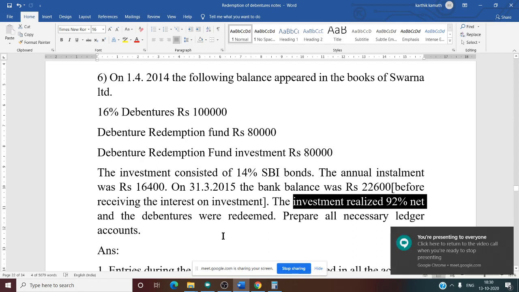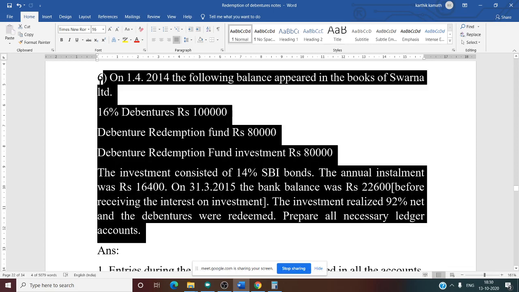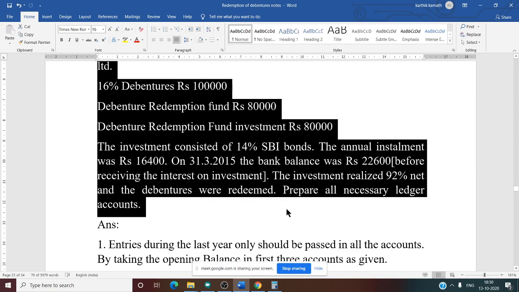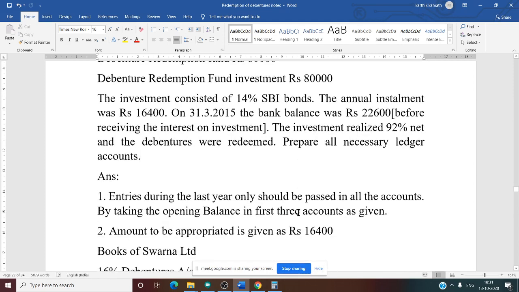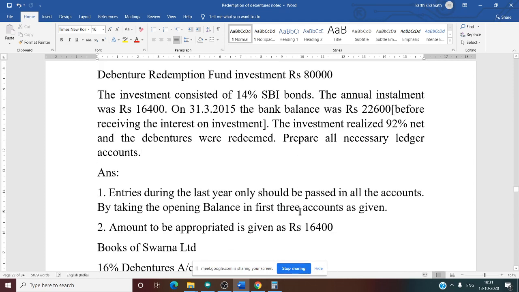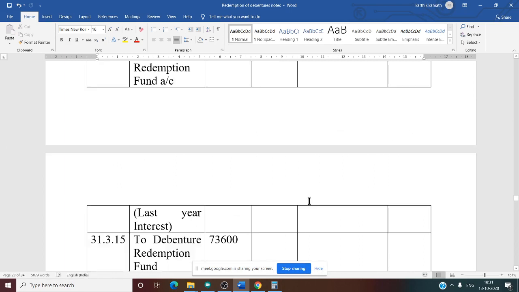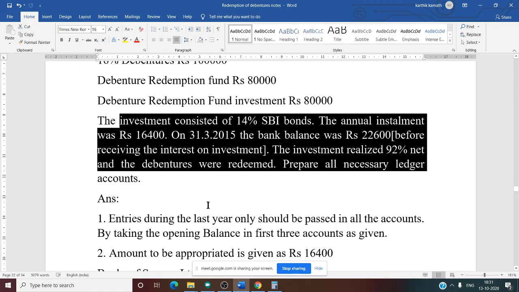No problem. Prepare all necessary ledger accounts. Okay. So what all necessary ledger accounts do you need to prepare? All three accounts. Basically all three accounts you need to prepare. And if possible, you can prepare the bank account also. Yes, everything you need to prepare. Why? Because they have said necessary ledger accounts. They have not mentioned any particular account. All means everything comes. All five accounts you need to prepare.